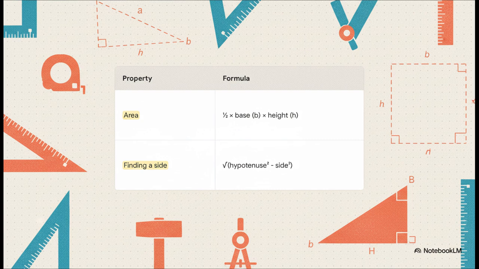And right here, this is where the magic really happens. I mean, look how simple these tools are. The area is just half the base times the height. Easy. And if you know the hypotenuse and one other side, you can always find the missing one. Now, these aren't just formulas for a math test. These are the exact tools that carpenters and engineers use every single day to build our world with perfect precision.